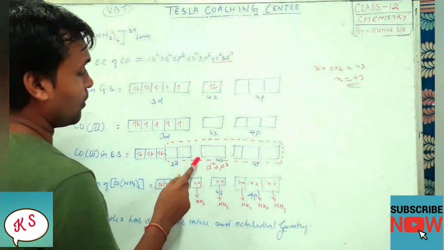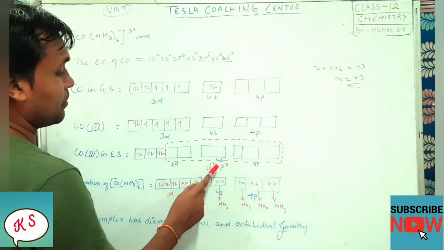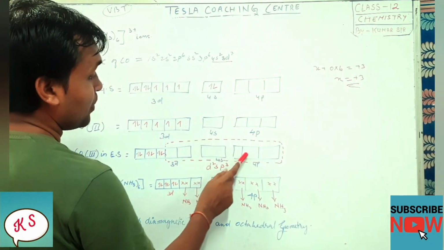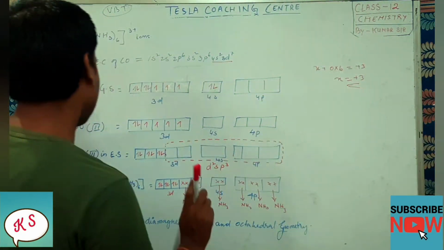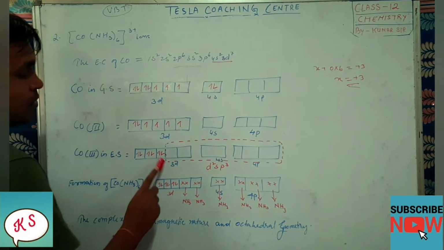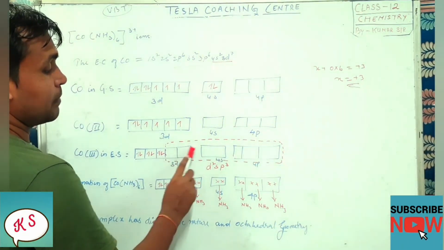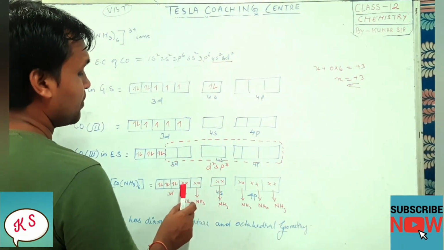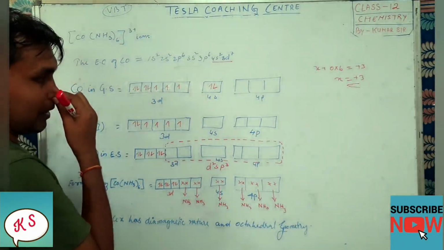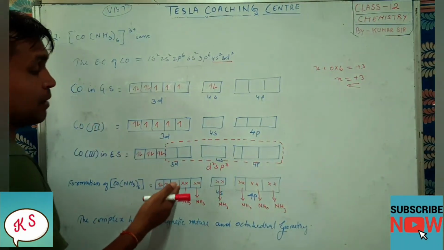So we will pair it up, and what will be the name? How many d orbitals do we have? 2. How many s orbitals? 1. p orbitals? 3. So d2sp3. Now, formation of this compound. This one is paired up, and now the empty orbitals we will mark. That means ammonia will come for donating the electrons to form the paired electrons.